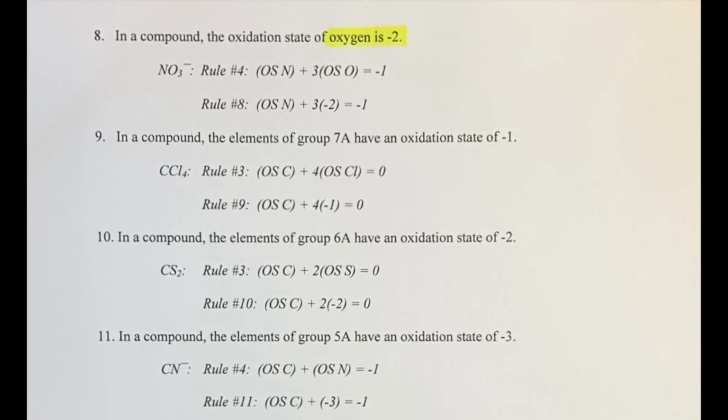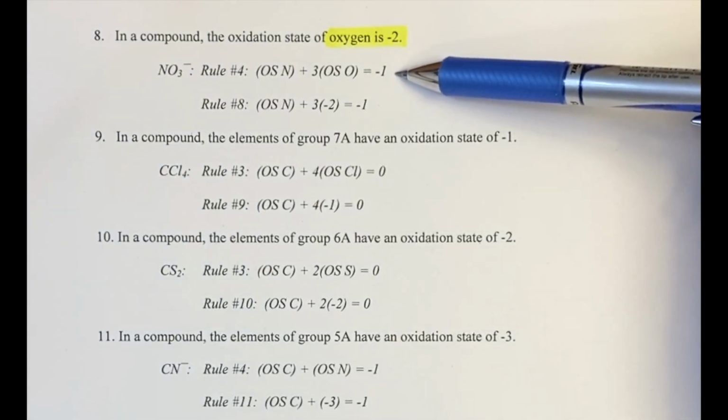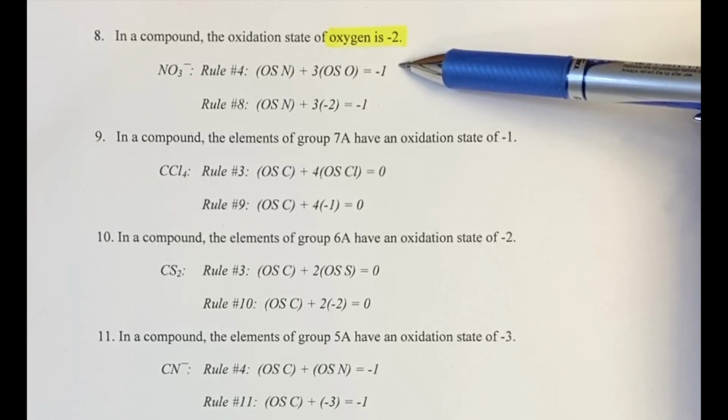As we look at all of our rules, rule number 1 doesn't help us write an equation for the nitrate ion because it deals with free elements. Rule number 2 deals with monoatomic ions, doesn't help us. Rule number 3 deals with neutral molecules or formula units, doesn't help us. Rule number 4 in this case is the one that's going to allow us to write the equation. And that equation is that the oxidation state of the nitrogen plus 3 times the oxidation state of the oxygen must be equal to -1.